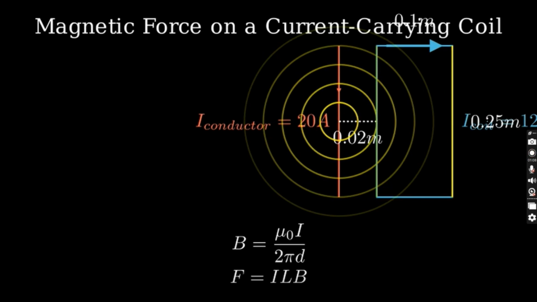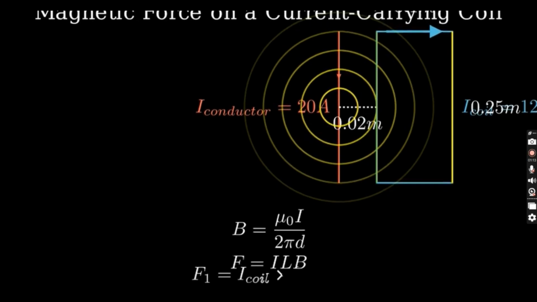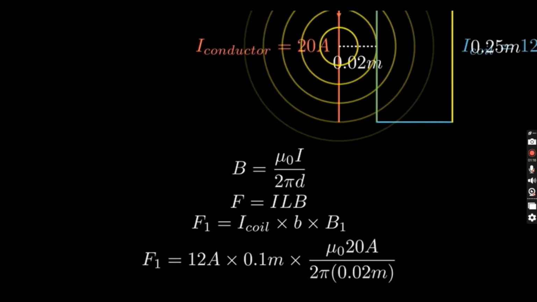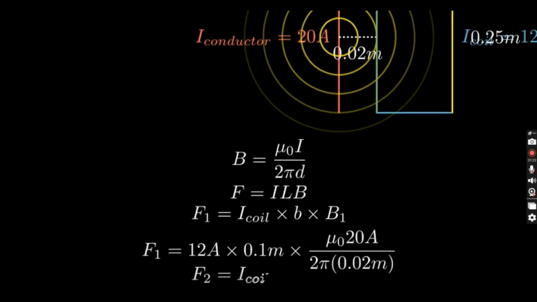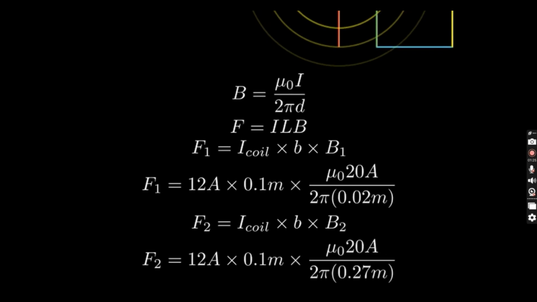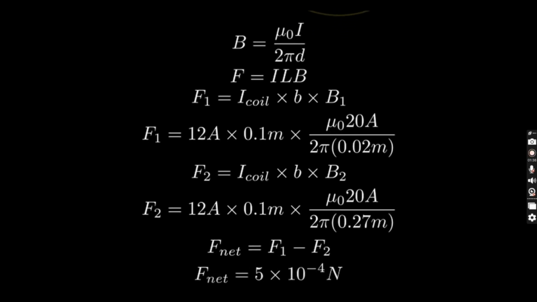Let's calculate the forces. For the closer side at 0.02 meters, the force F1 equals 12 amperes times 0.1 meters times the magnetic field at this distance. For the farther side at 0.27 meters, F2 equals 12 amperes times 0.1 meters times the magnetic field at this larger distance. The net force is the difference between these forces. After plugging in all values and calculating, we get a net force of approximately 5 times 10 to the negative 4 newtons, acting towards the conductor. This force arises because the magnetic field is stronger on the side closer to the conductor, resulting in a net force towards the conductor.